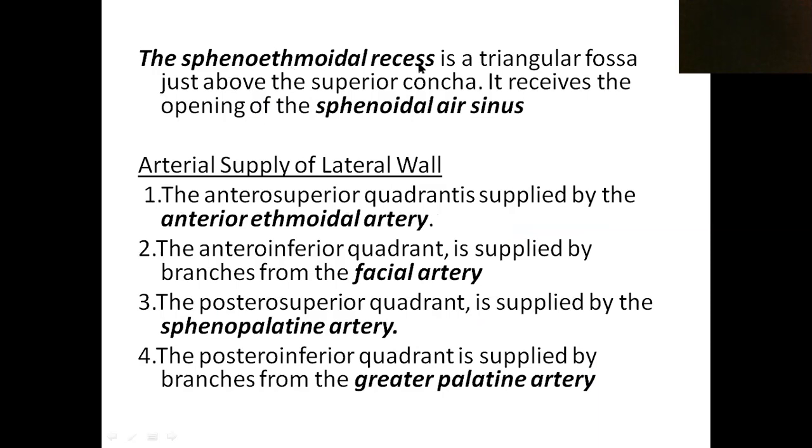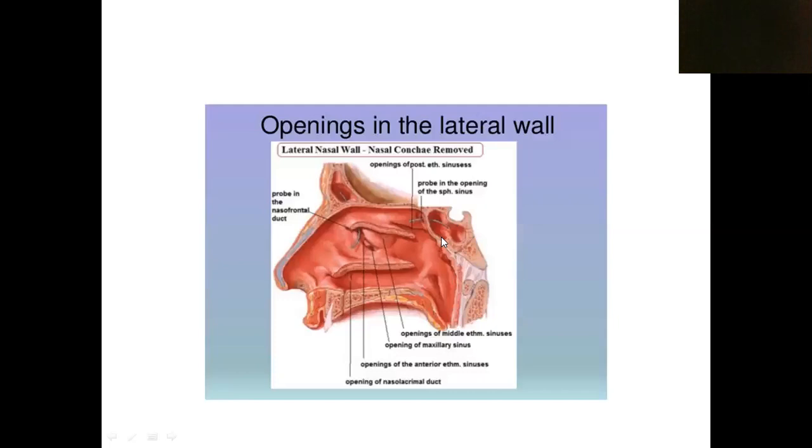Sphenoethmoidal recess. Sphenoethmoidal recess means it's a small passage seen above the superior concha. There we can see the opening of the sphenoidal air sinus. We have to check it. See, this is the sphenoidal air sinus. The sphenoidal air sinus opens into the sphenoethmoidal recess.